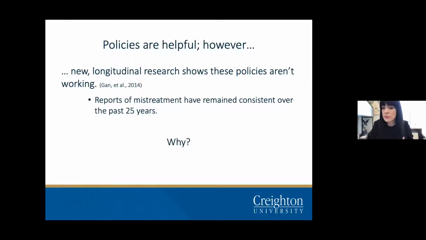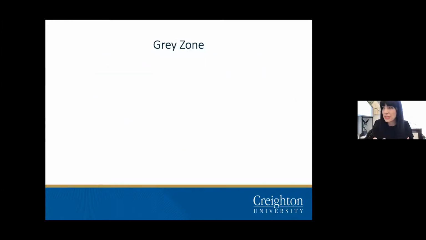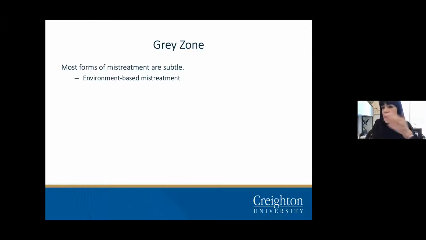The question becomes why? And you all know the answer to this. It's because mistreatment is gray. It can be endemic. It's just part of the culture, and that's hard to address. So many forms of mistreatment are subtle, so we call them environment-based mistreatment. It's just happening on a day-to-day basis. We've got systematic mistreatment, so these are repeated incidences that are happening all the time.